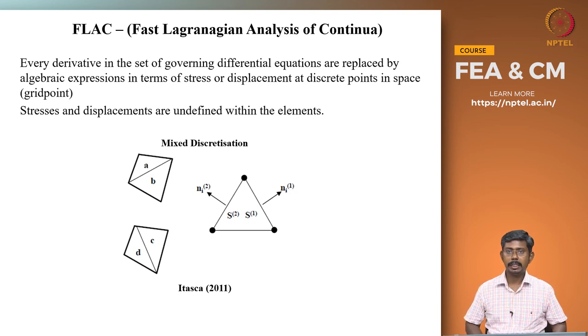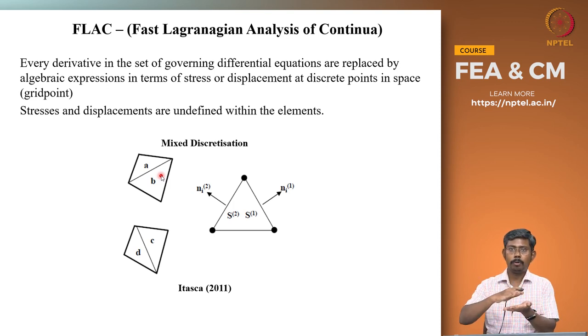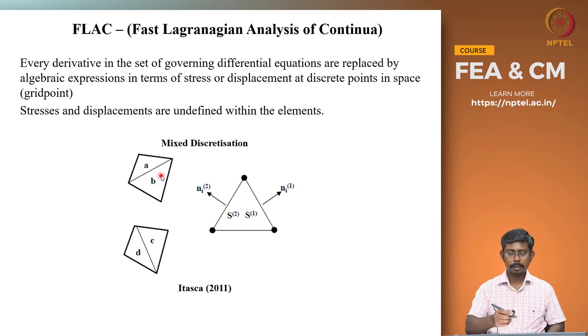The geometric domain of the body or soil material is discretized in FLAC 2D using quadrilateral elements. It can be seen that the quadrilateral elements are made of two triangular elements, and each quadrilateral element is not used singly; instead, two quadrilateral elements are overlaid. A pair of overlaid quadrilateral elements are used to discretize the body in FLAC, and each quadrilateral element is made of two triangular elements. This particular form is called mixed discretization.